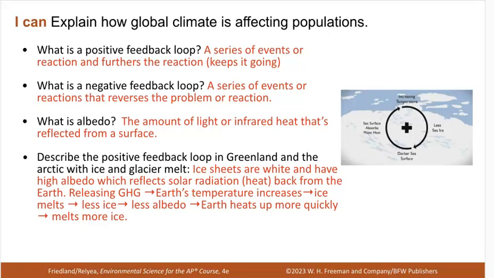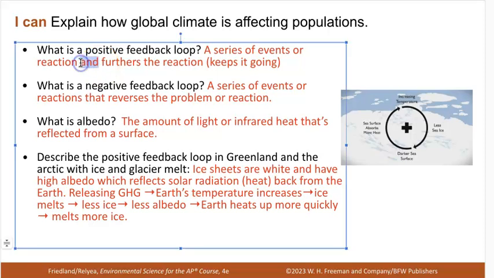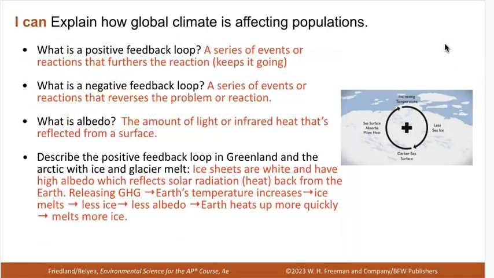All right, let's talk about feedback loops. Again, you probably have studied this in other science classes. We studied feedback loops earlier this year in Unit 1 when we studied feedback loops like with food webs. So again, a reminder, positive feedback loop is a series of events or reactions that furthers the reaction, which means it keeps it going. A negative feedback loop is a series of events or reactions that reverses the problem or reaction.